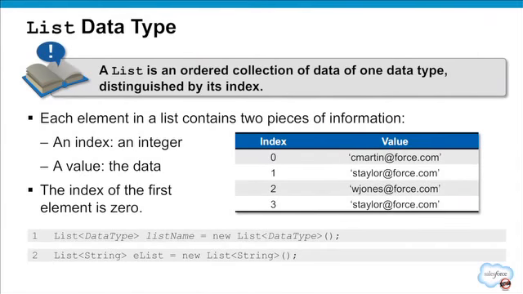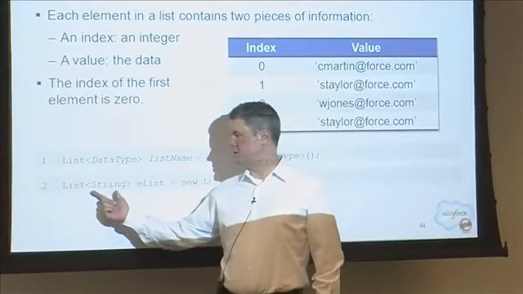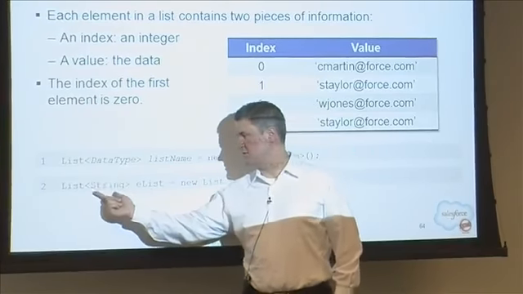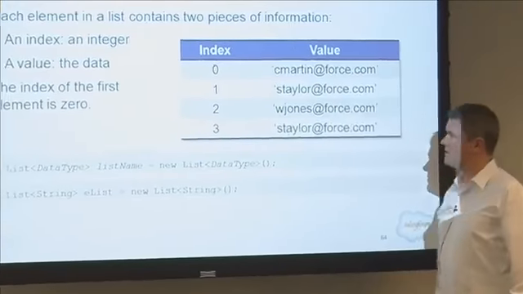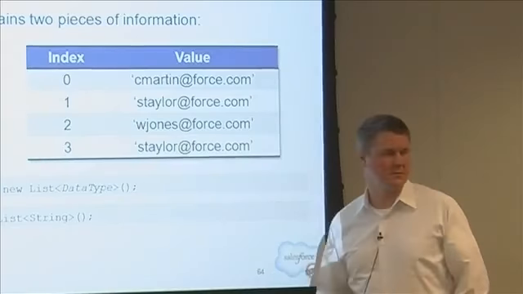With a list, essentially it's ordered. So the first item on the list is 0, and then 1, 2, and 3. The values can be anything, according to whatever the data type is, but you can set the data type for the values to be whatever you want. Here we have an example of a list of strings. So here is my data type. We use the generics syntax in order to set the data type. So here is a list of strings, like so. Notice that it's non-unique, so we have staylor in there twice.